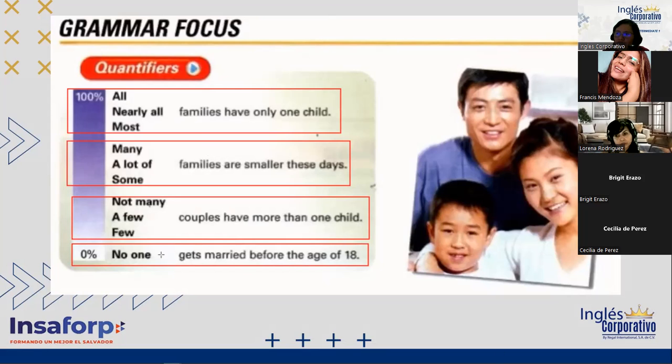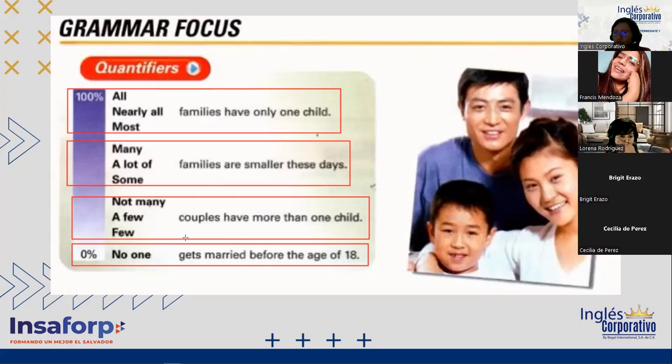Si usted se fija con este último, con no one, como estamos hablando de, pues, una persona, bueno, no específicamente, ¿verdad? Sino que solo en general una persona, lo manejamos como tercera persona singular. Por eso el verbo está con la regla aplicada, right? So no one gets married before the age of 18. No one accepts, you know, no one accepts those type of contracts, for example. No one buys that type of food. No one thinks that is fair, right?